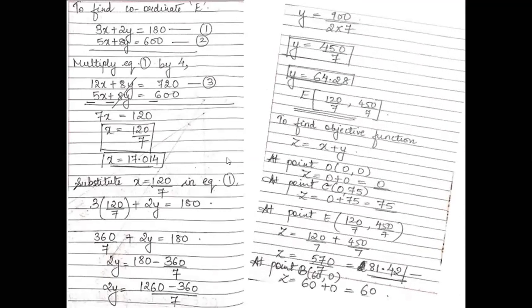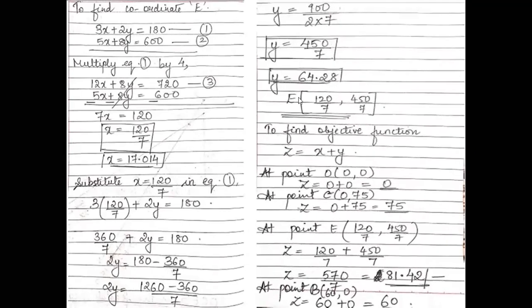So again on solving, the coordinates of E, you see that again I'm getting fractions. So you can keep it in fractions or you can change it into decimal as per your convenience. I've done both, so you can just go through. So I got the coordinates and I have kept it as 120 upon 7 and 450 upon 7.